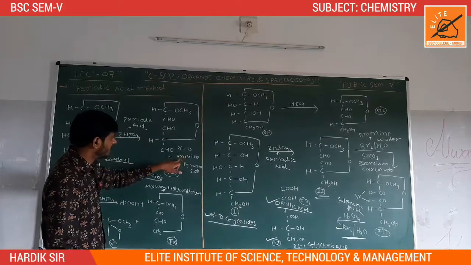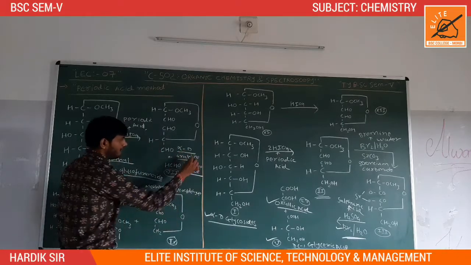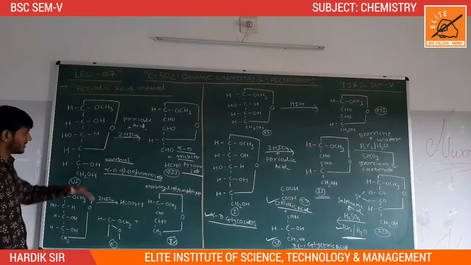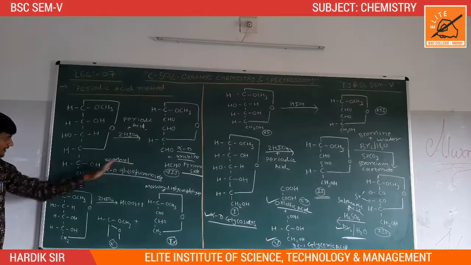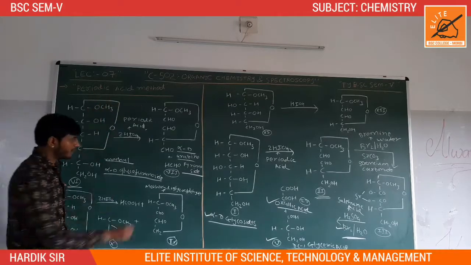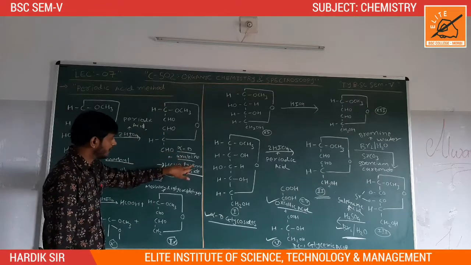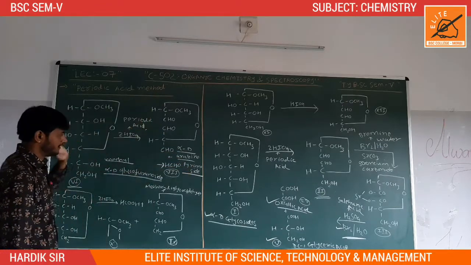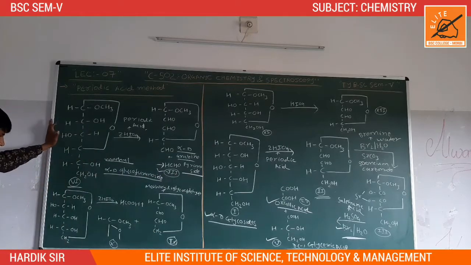This is the alpha D arabinopyranoside. Methyl alpha D glucofuranoside is reacted with the periodic acid to produce formaldehyde and alpha D arabinopyranoside, structure number 7, compound number 7.